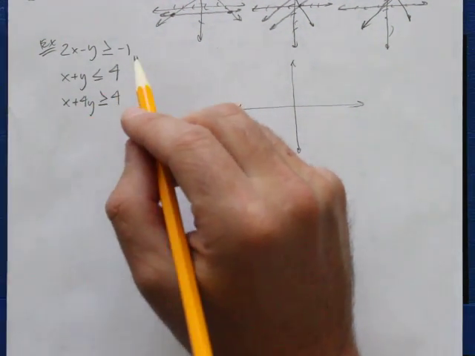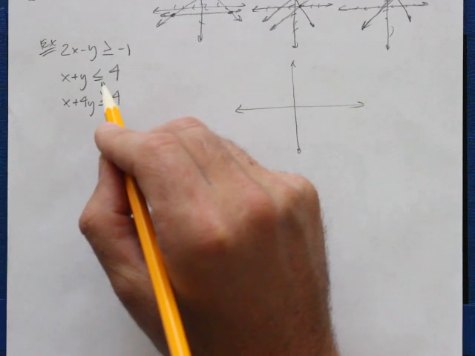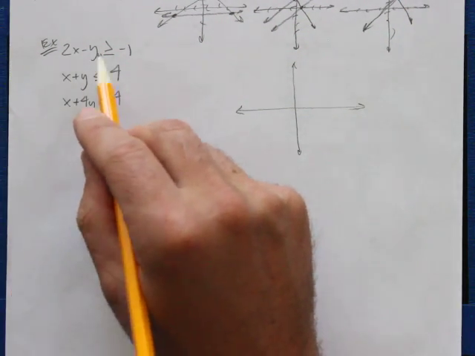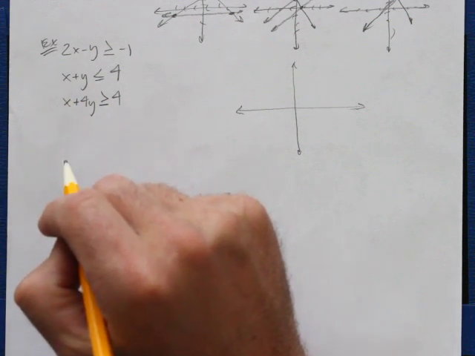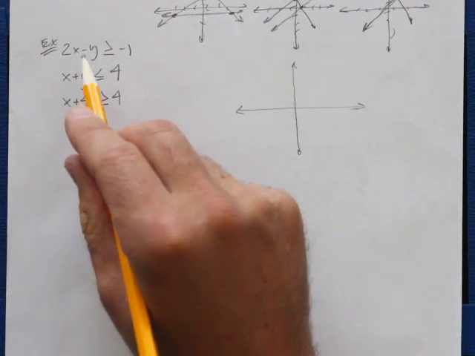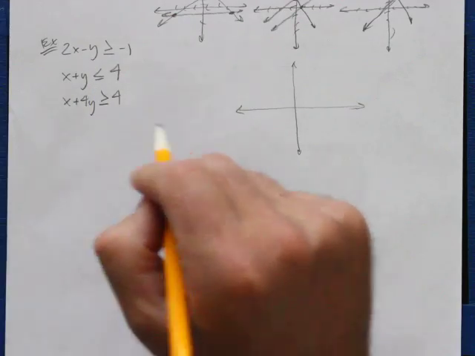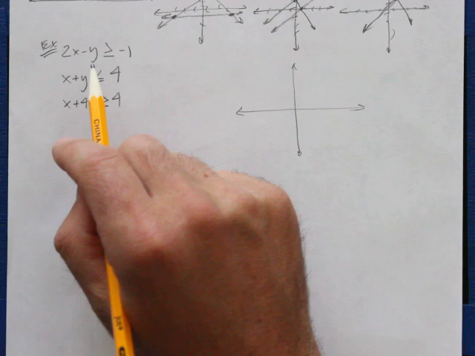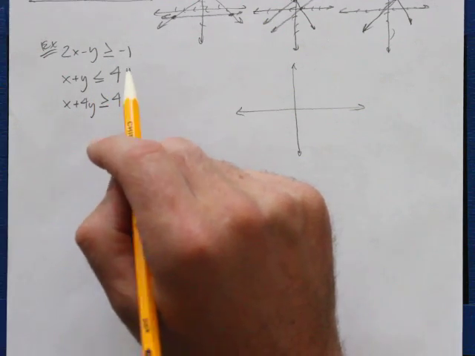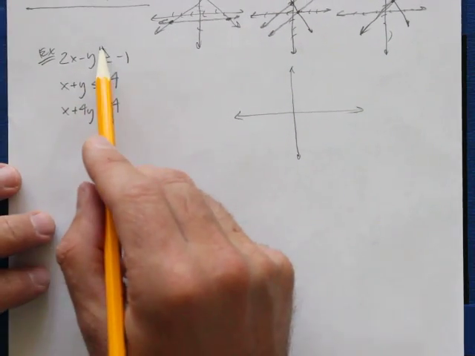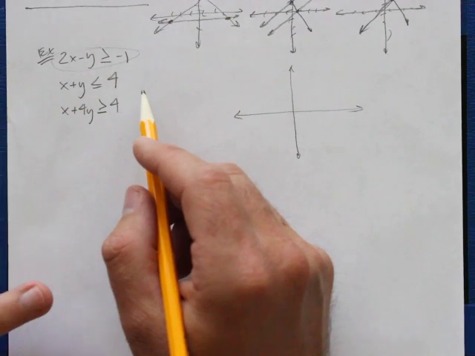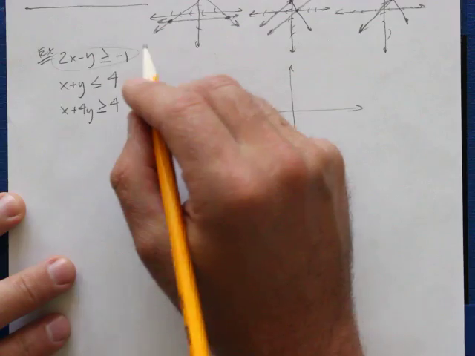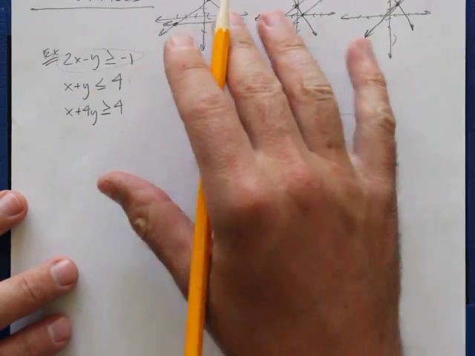But before I do that, I've got to change this to slope-intercept form to make it a little bit easier for me. You could also just find the points of the y-intercept and the x-intercept if you wanted to graph it that way. You could totally do it that way. Or you could change this to slope-intercept form. So for this one, I'm going to change this one to slope-intercept form by subtracting 2x from each side and then multiplying by -1.